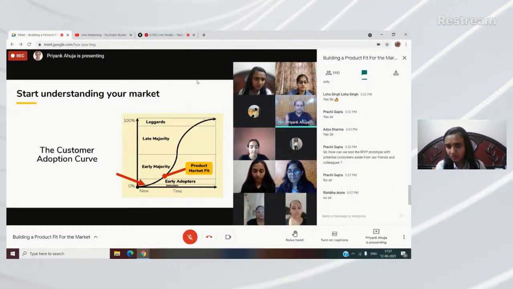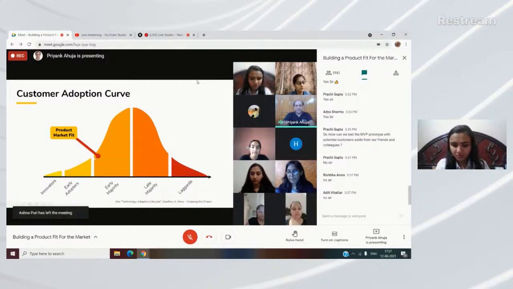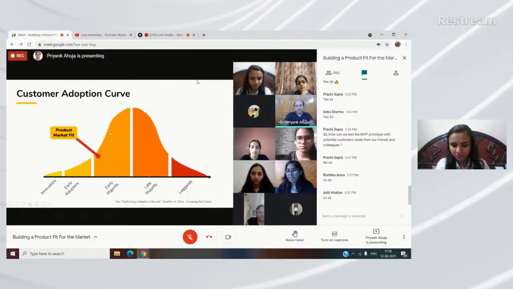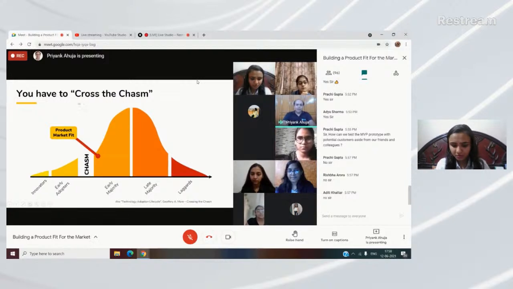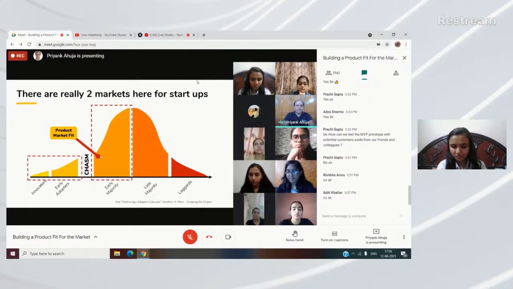Okay, great. Now, as I mentioned earlier, your product market fit lies in the early majority only. Your product market fit is just after the chasm stage, just at the beginning of your early majority stage, when your customer strategy will automatically change in terms of marketing. But you have to cross the chasm. This is the main barrier to achieving product market fit, which I already explained with the previous diagram.